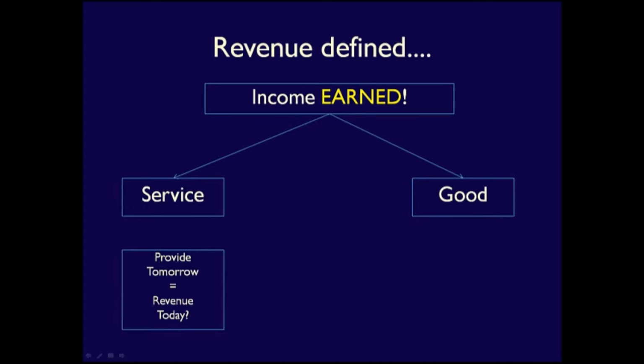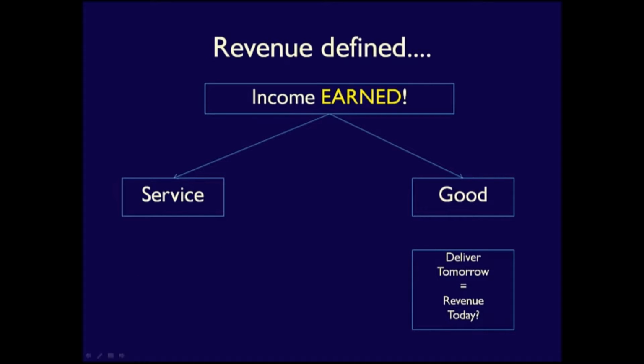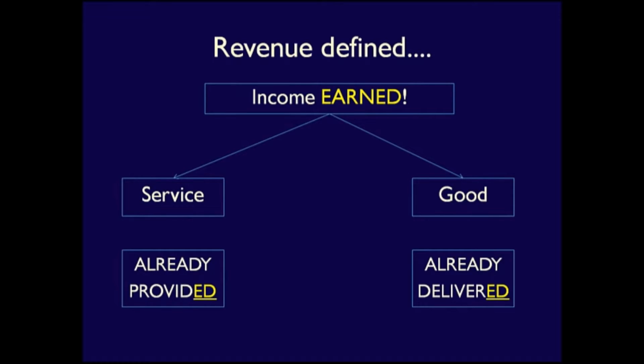For example, if a lawn care business plans to mow a customer's lawn tomorrow, it has not earned revenue today because they have not done their job as yet. After they've finished mowing the customer's lawn, they have earned their revenue. If a retail store plans to sell a product to a customer tomorrow, revenue is not earned because, again, the business has not as yet done their job. Revenues can only be recognized when the business has finished their job, provided the service, or delivered the good. Notice the past tense. That's very important with regards to the element revenue.